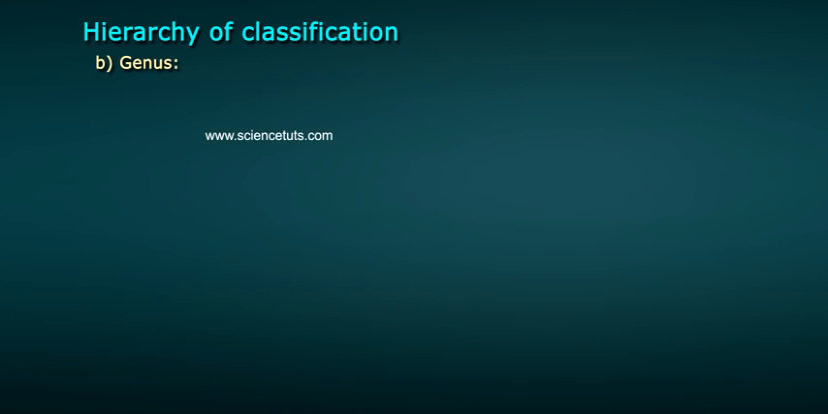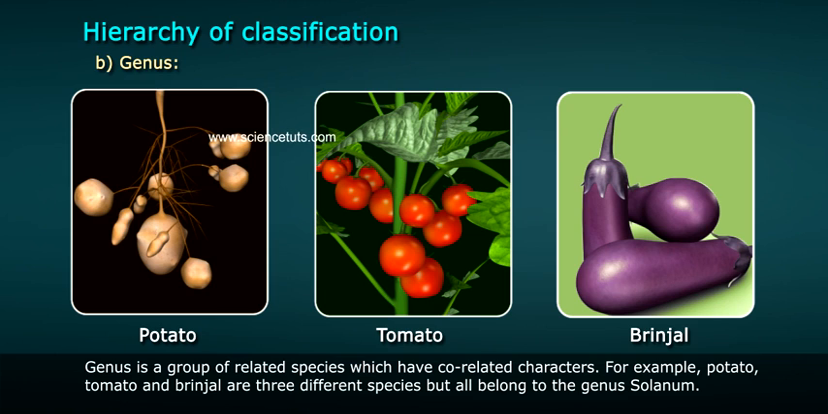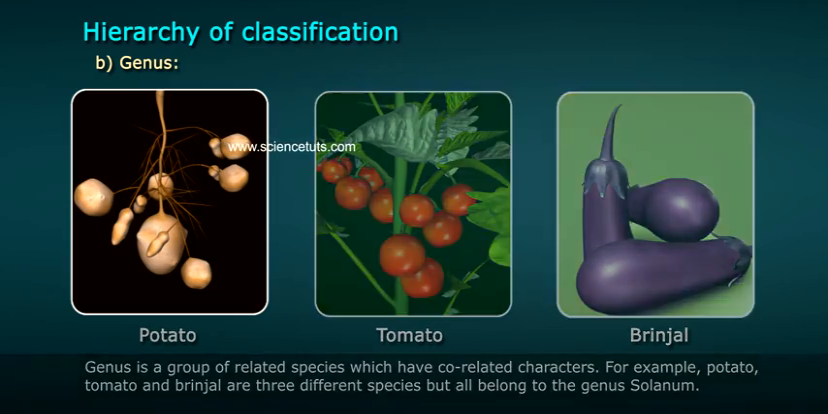B. Genus. Genus is a group of related species which have correlated characters. For example, potato, tomato, and brinjal are three different species but all belong to the genus Solanum.